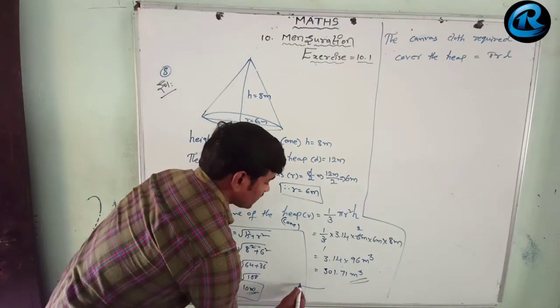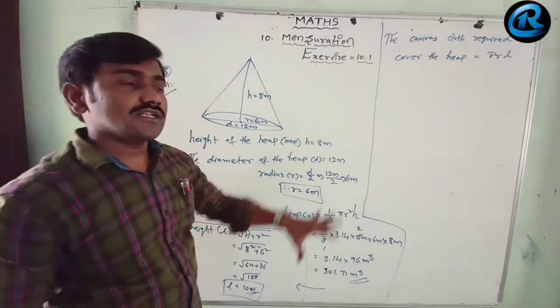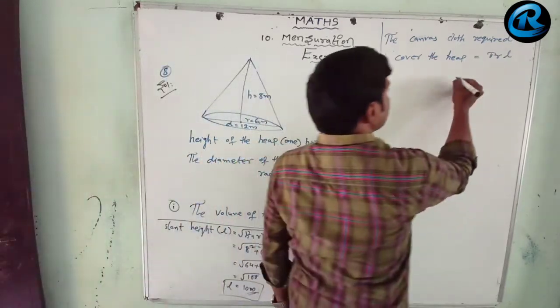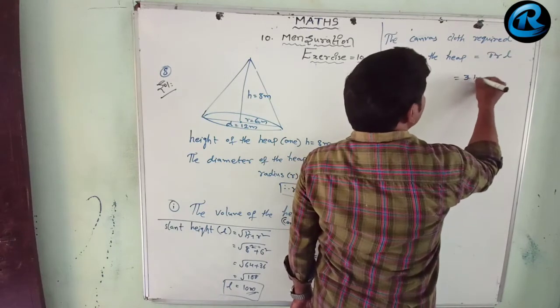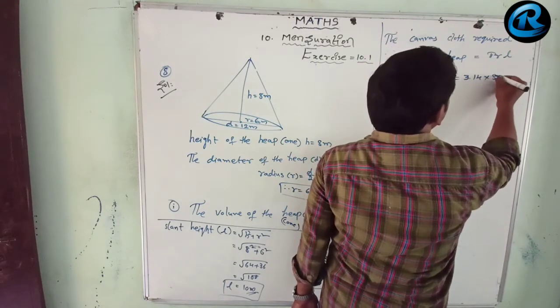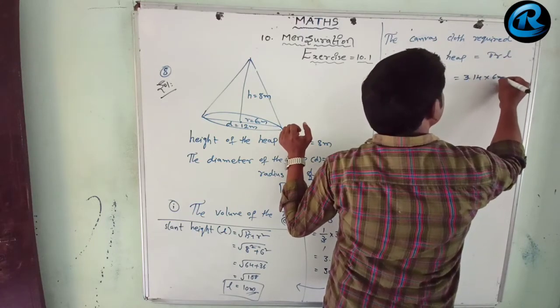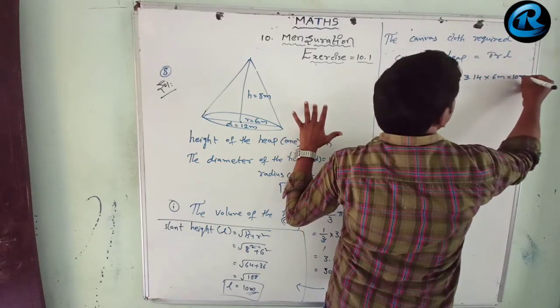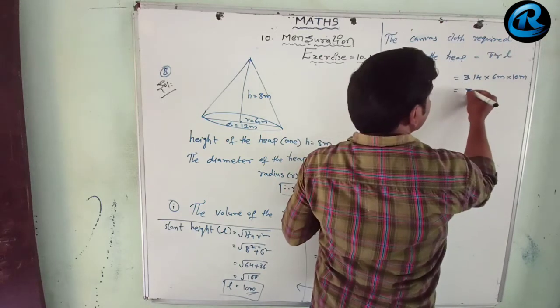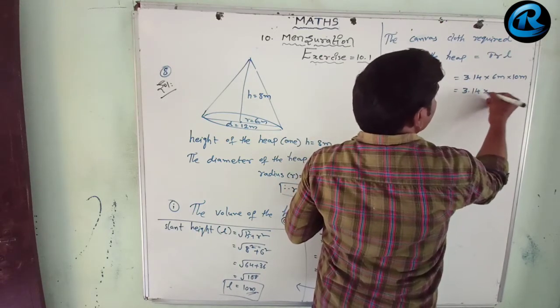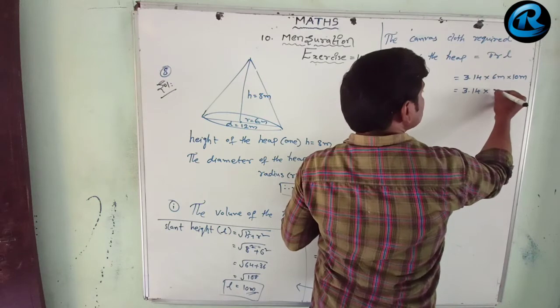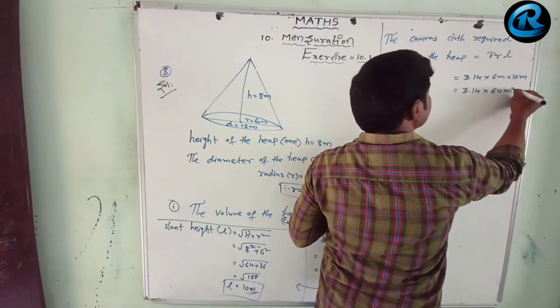After this you have to write it. Then you can continue, because you substitute the values directly here. So pi value 3.14 into r value, that is 6 meters, into l, that is 10 meters. So here 3.14 into 10 into 6, that is 60 meter into meter square.